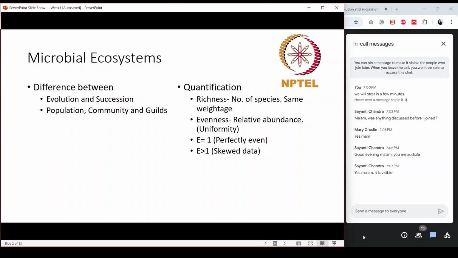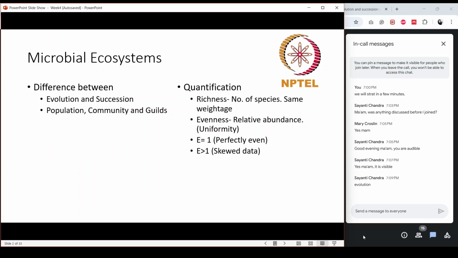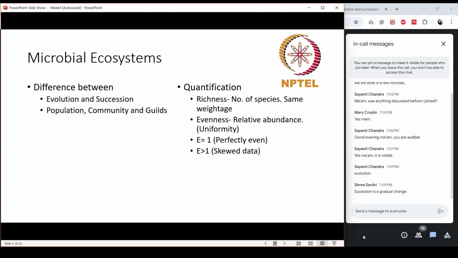So what is evolution? Okay, here is a hint. In which of these terms is there a change in the genetic makeup, or where is there a complete species change? Yes, correct, succession is a gradual change. But what happens in this thing? Both of these terms are related to changes in the species with time.